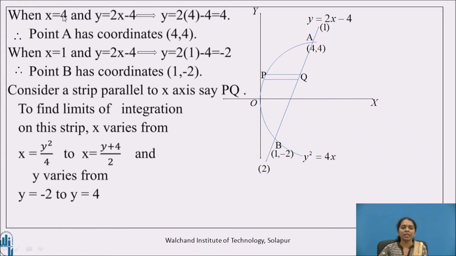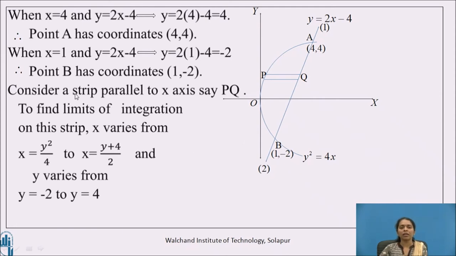Now, when x is equal to 4 and y is equal to 2x minus 4, this together implies that y is equal to 2 into 4 minus 4, that is 8 minus 4, equal to 4. Therefore, point A has coordinates 4, 4. Similarly, when x is equal to 1 and y is equal to 2x minus 4, this implies that y is equal to 2 into 1 minus 4, that is 2 minus 4, equal to minus 2. Hence, point B has coordinates 1, minus 2.